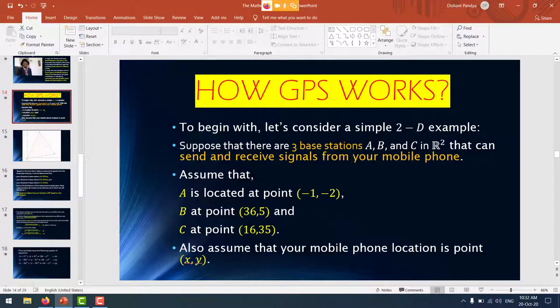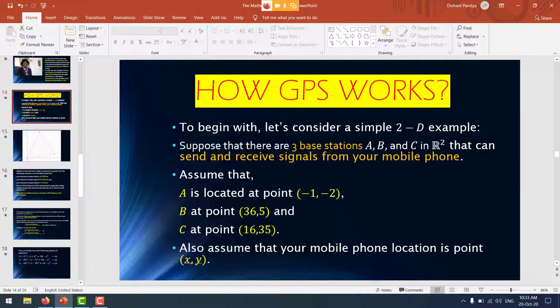And now we will start with the mathematical part. To begin with, let's consider a simple 2D example. Suppose that there are three base stations, A, B and C, in two-dimensional space, that is R2, that can send and receive signals from your mobile phone. We assume base station A is located at point (-1, -2), B at point (36, 5), and C at point (16, 35). So basically these are three locations where base stations are situated.